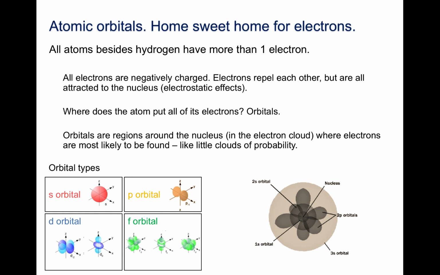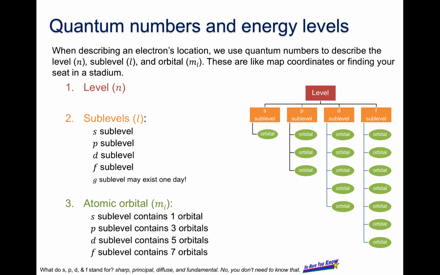So essentially what the electrons are trying to do, they're all fighting to get as close to the nucleus as they possibly can, but as far away from each other as they can. And so where does the atom put all of the electrons around the nucleus when it's got more than 1? Into these orbitals, which are regions around the nucleus in the electron cloud where the electrons are most likely to be found. And so it's like a little cloud of probability. There are 4 different orbital types that we'll talk about throughout the chapter that are labeled with a letter: s orbitals, p orbitals, d orbitals, and f orbitals. And each of those has a different shape associated with them.